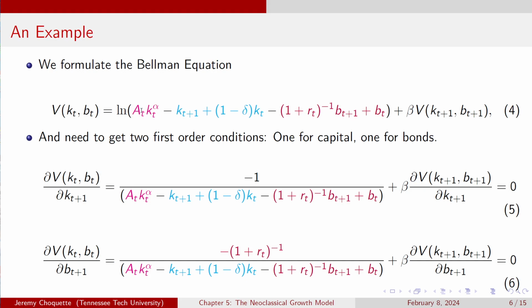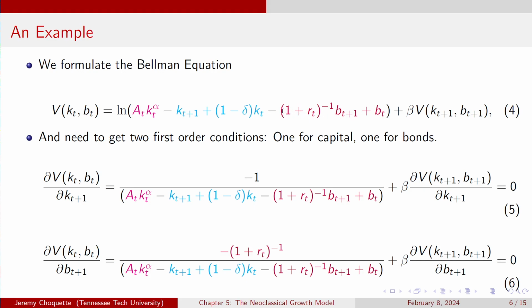Well, this isn't a bt plus 1, so this differentiates to 0. This isn't a bt plus 1, nor is this a bt plus 1. So this and this differentiate to 0. This isn't a bt plus 1, so this differentiates to 0. So really that just leaves me this 1 plus the real interest rate to the negative 1, or 1 over 1 plus the real interest rate, they're the same thing, times bt plus 1.